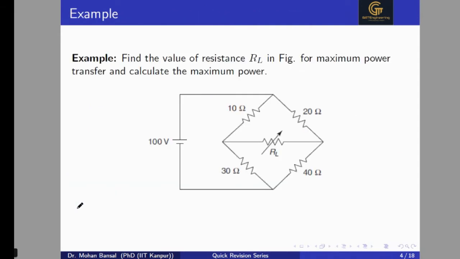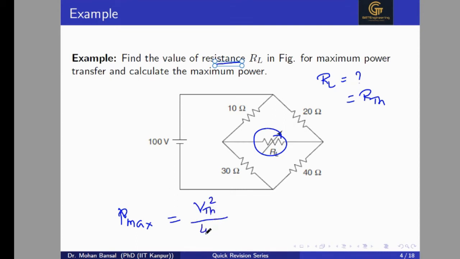So let's see one problem for a better understanding of the maximum power transfer theorem. In this circuit, we have to find the value of the resistance RL for maximum power transfer and calculate the maximum power. What does it mean? In the maximum power transfer theorem, we have to compute the value of RL, which is equal to RTH, as we have already seen, and calculate the maximum power, which is Pmax equal to VTH square divided by 4 RTH.